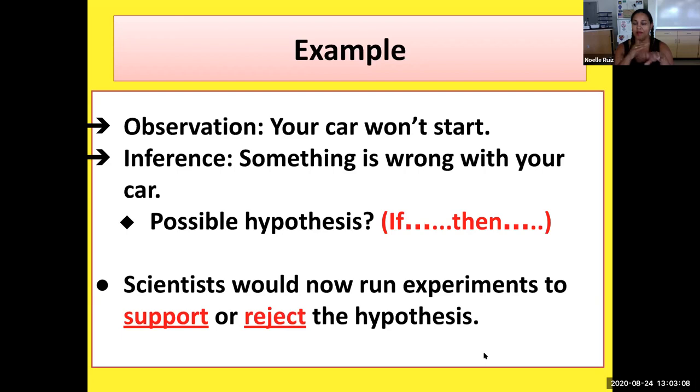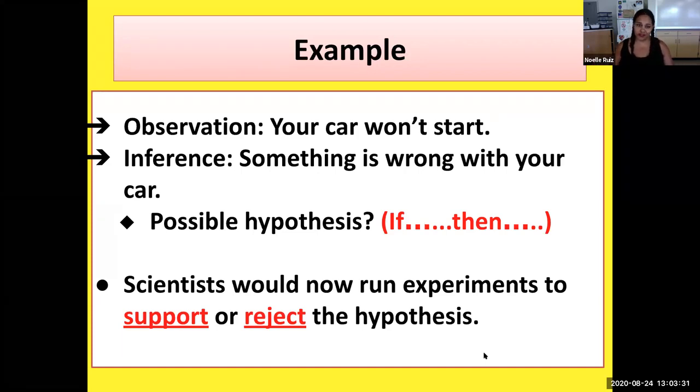So when you write a hypothesis, you need that whole sentence. You guys are going to be writing hypotheses. And you got to write that whole sentence. If I do this one thing, then these things will happen. And then you run experiments. Then you actually do the things. You actually fill the car up. You actually change the battery. That would be your experiment.